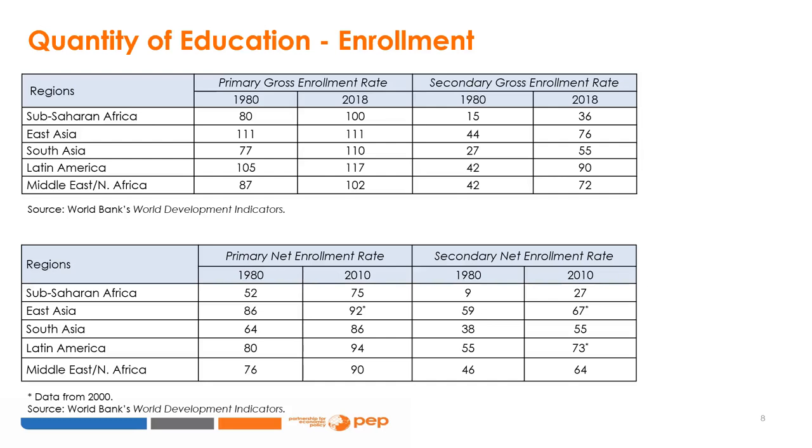These tables show primary and secondary schools' gross and net enrollment rates in Sub-Saharan Africa, East Asia, South Asia, Latin America, and the Middle East and North Africa, in 1980 and 2010. In 1980, primary school's gross enrollment rate in Sub-Saharan Africa was 80%, while secondary school's gross enrollment rate was only 15%. By 2010, it reached 100% for primary schools and 36% for secondary schools. Although we can observe progress in children's net enrollment rate in schools from 1980 to 2010, the rates are still low, mainly for secondary schools and in Sub-Saharan Africa.